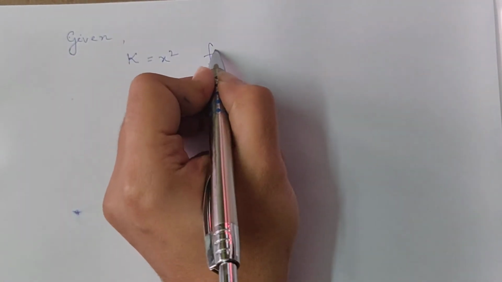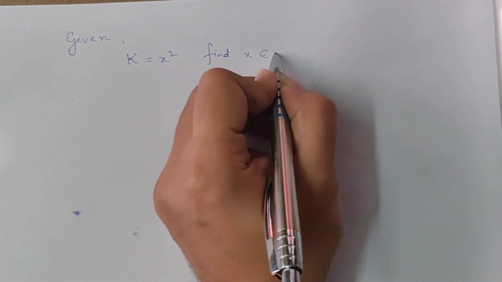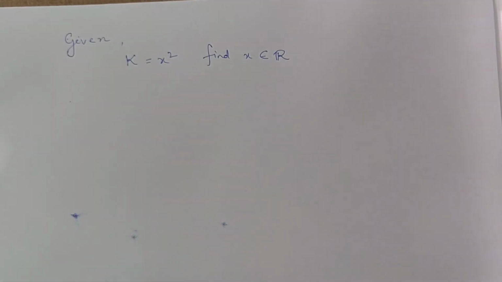I have given you a problem. Suppose the problem is given some number k equal to x square. Find x belonging to the set of real numbers.